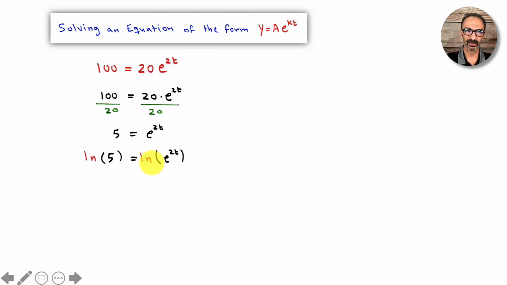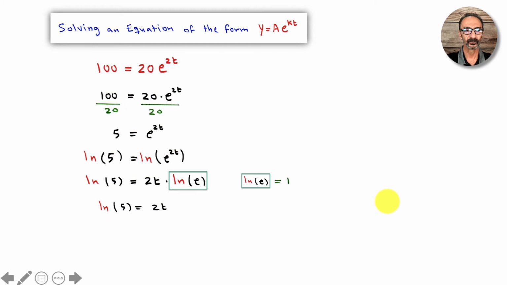Differently, you could think about it as e to the power what equals e to the 2t, which is 2t. So that's one way to say it. Or I could bring the 2t up front, and then it becomes 2t times ln e. But ln e is 1. Ln goes like this and goes through 1. Ln e is 1. So what we have here, ln 5 equals 2t.